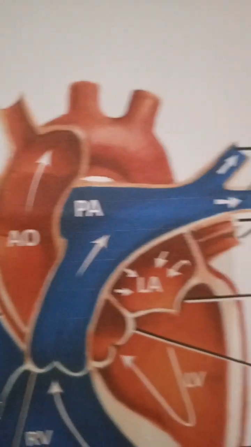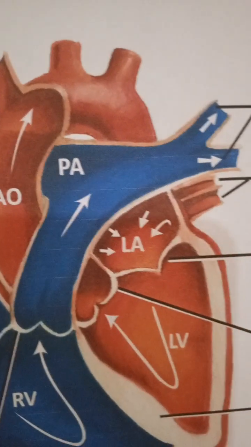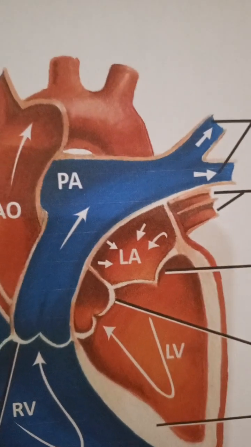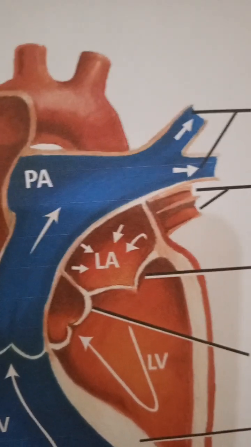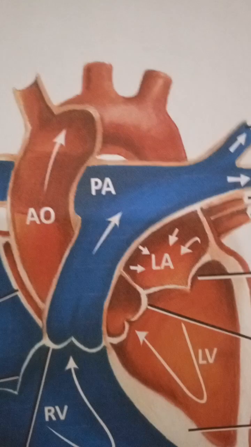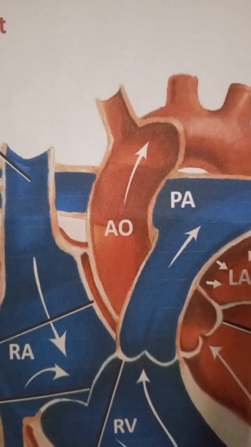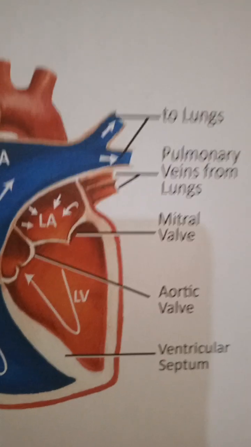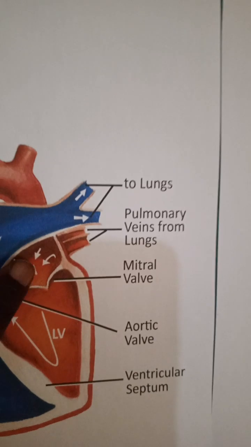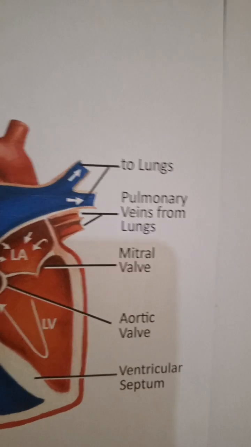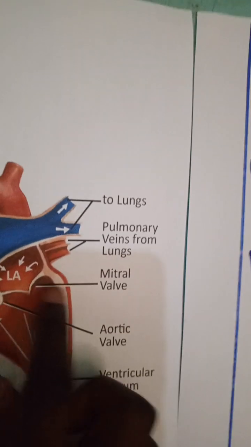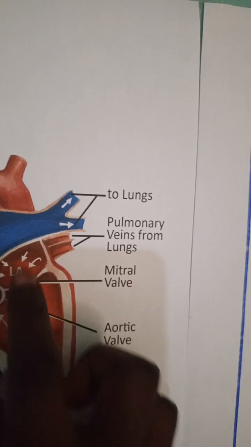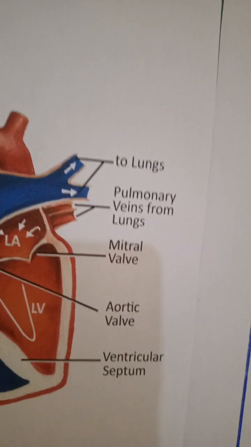So from the lungs now, the blood goes through the pulmonary veins, which are the only veins which carry oxygenated blood. Through the pulmonary veins, it will come now to the left atrium. From the left atrium, the blood will be pushed to the left ventricle. And to prevent the backflow of blood, the mitral valve will close so that there is no backflow of blood.